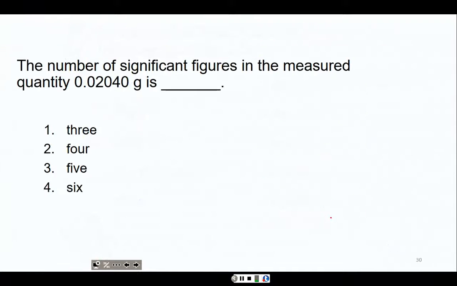All right. So the number of sig figs in the measured quantity is, pause while you think. What are the number of sig figs in this quantity? Think. And I hope you come up with the same answer I did. Should be 4, because the ones in the front do not count, and the rest of them are significant.